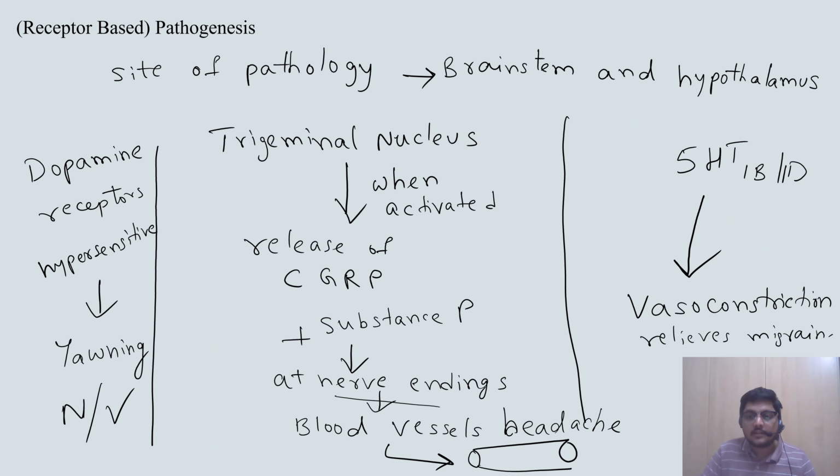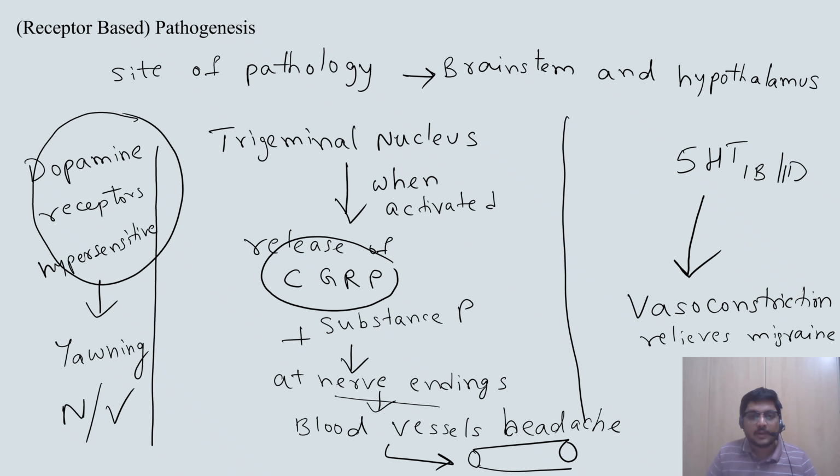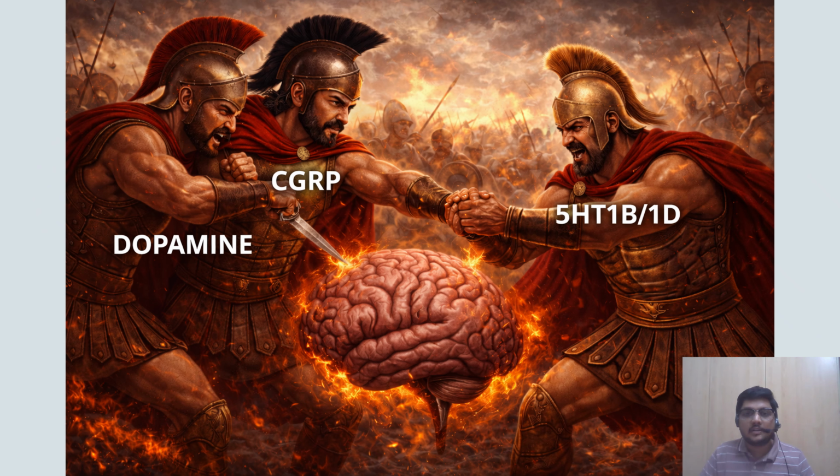So in a nutshell, the dopamine receptor is acting as a villain here, and the trigeminal nucleus is releasing CGRP. These two are the main things causing migraine headache, pulling towards worsening symptoms, while the serotonin receptors help the patient if there is any agonist to them, pulling towards treatment. We can compare it to this picture, right? Here we can see CGRP attacking the brain, and dopamine is also attacking the brain. And who is protecting here? These serotonin 1b and 1d receptors are trying to save it.